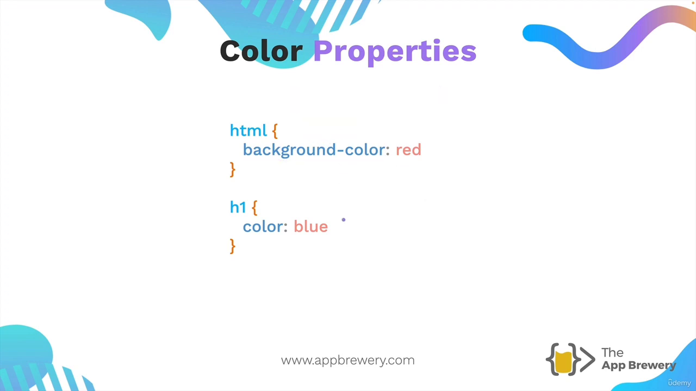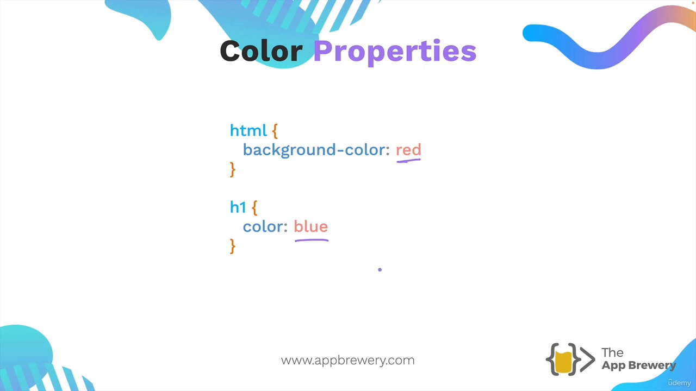Now, there are different types of color properties. There's the background color, but you can also simply use the color property. And what this does is it sets the text color. So always check the MDN docs if you're not sure which property does what. Notice that in this case, we've got two colors which we've named red and blue.